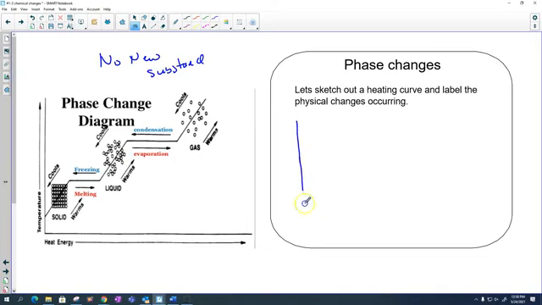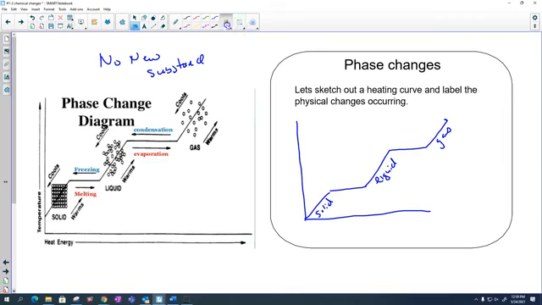So phase changes are pretty common. We use this spot to introduce the idea of a heating curve. We have one that looks something like this, and there are lots of variations to this depending on the substance. This is the range of solids. This is the range of liquid. And this is the range of gas.